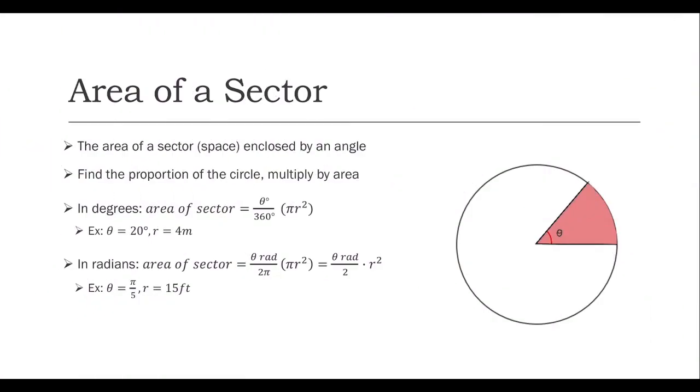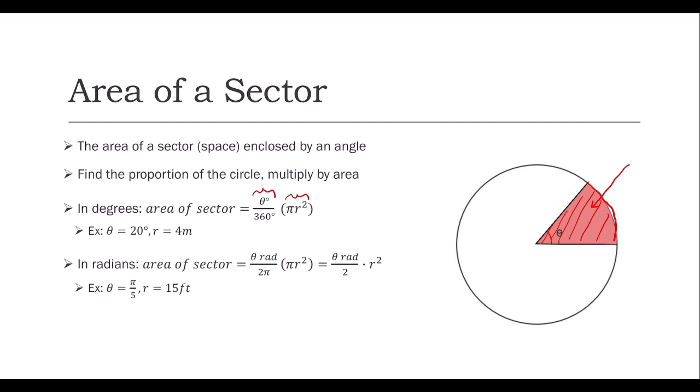Next, we have the area of a sector. The area of a sector is the space enclosed by an angle. So now we're looking at the whole area here and not just this arc. So for this one, we're finding the proportion of a circle and then multiplying it by the area instead of circumference. So in degrees, the area of a sector is your proportion, so the number of degrees over 360 times pi r squared, because that's your area.